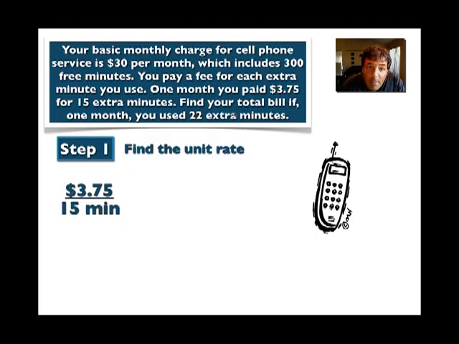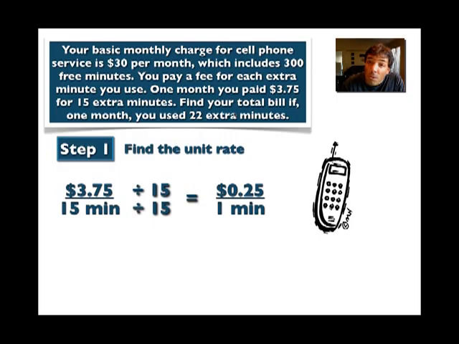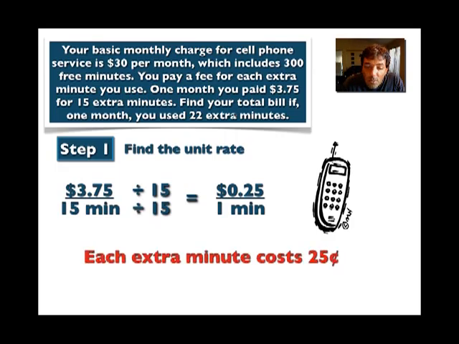We're going to divide the top and the bottom by 15. That'll change the denominator into 1. And I've done the math for you here. You could use a calculator if you need to. But that comes out to 0.25 or 25 cents for every minute. That's a lot of money for every extra minute. So you don't want to go over those 300 minutes. So $3.75 for 15 minutes translates into 25 cents per minute. So now we know each extra minute is going to cost us a quarter.